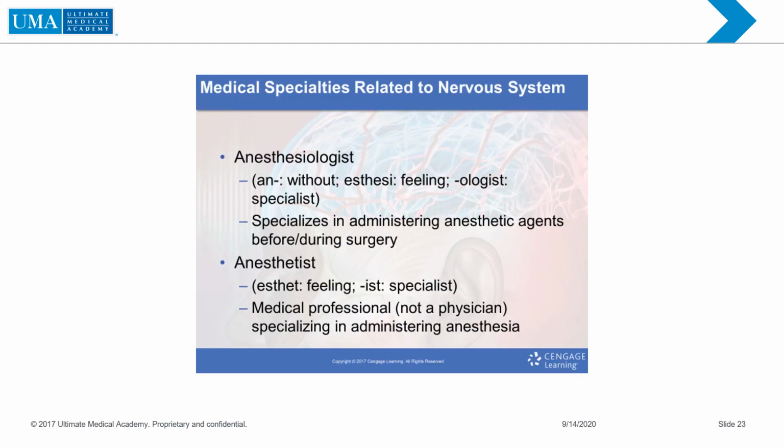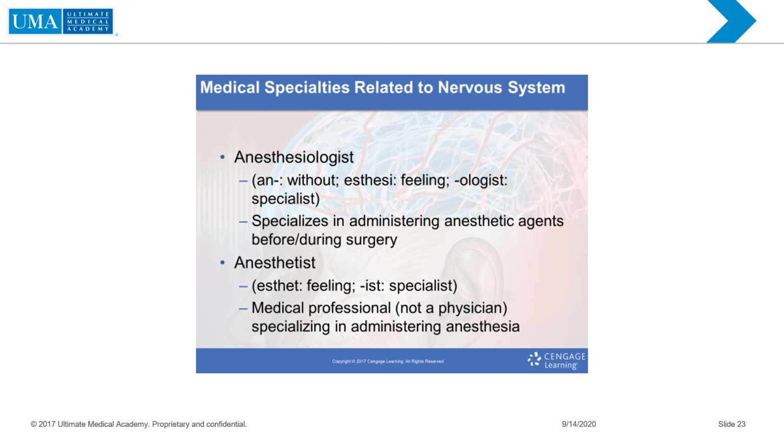We now move into those medical specialties that may be related to the nervous system, meaning what type of physician would treat conditions of our nervous system. So we have a couple. We have an anesthesiologist, and this would be a physician who specializes in administering those anesthetic agents before and also during surgery.